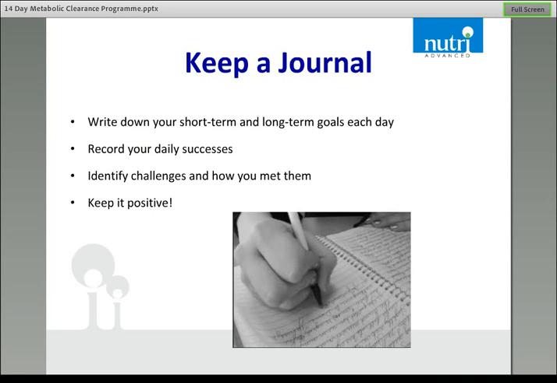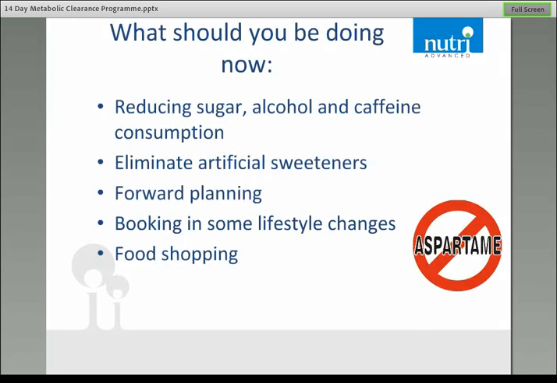Now, one thing that your practitioner and I encourage throughout this process is to keep a journal. It's the opportunity to write down your goals. What is it you're hoping to achieve from completing this program? Is it to feel more energized? Is it to support weight loss? Is it to support a disease process within your body that you're hoping to reduce symptoms? Whatever that goal is for you, write it down. That way you can stay positive, stay focused during the 2-week process that you're undergoing the metabolic detox. You can record your daily successes, identify challenges and how you've met them, and really keep it positive. And during that, you might make notes or questions that you want to take back to your practitioner.